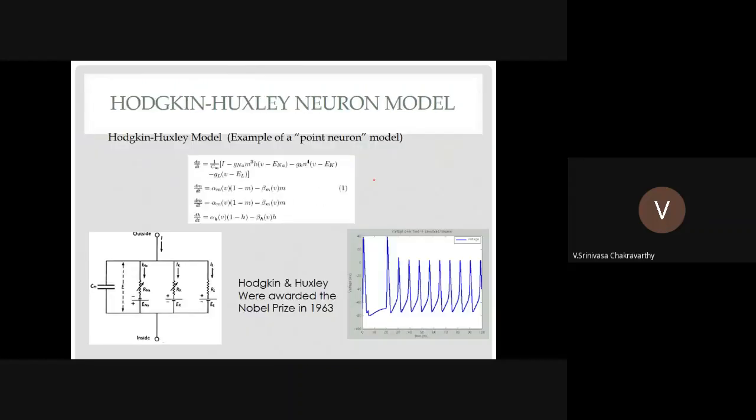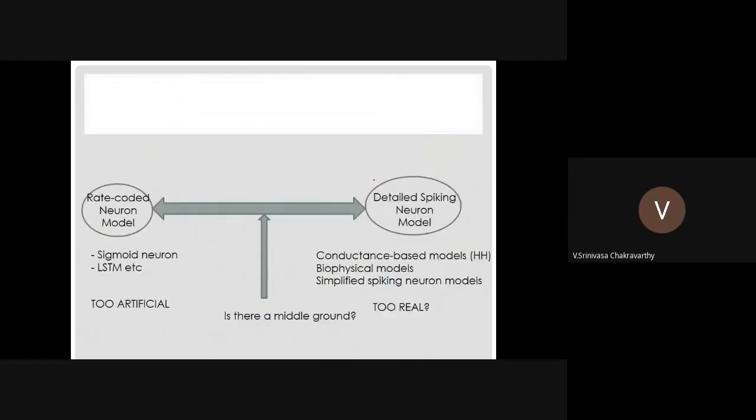Okay, so we have seen all this, Hodgkin-Huxley, biophysical. So now we have two extremes. On one side you have the rate-coded neuron model, with sigmoid neuron and LSTM and that kind of thing, and people complain it's too artificial. On the other side, you have detailed spiking neuron models. There again, you can go way beyond simple spiking neuron models, and look at biophysical models with dendritic arbors, etc. Now the question is, what is the right level of abstraction?